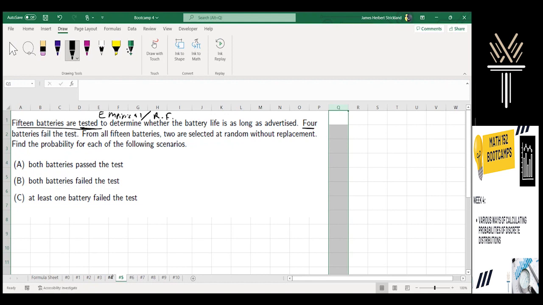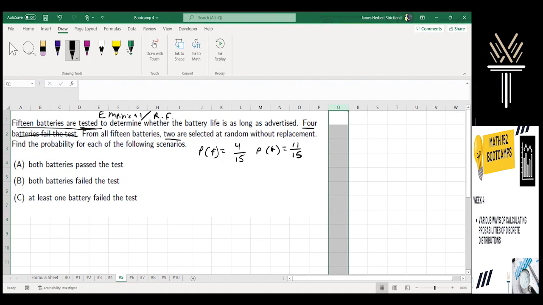Okay, so 4 batteries failed the test. So the probability of finding a failing battery would be 4 out of 15. The probability of a good battery, let's use G for good, is the rest of them, right? So if 4 are bad, that leaves 11 to be good. Because batteries are either good or not good, right? They either pass or didn't pass. And we're getting 2 random selections of batteries, and we're going to find the probability of each case.